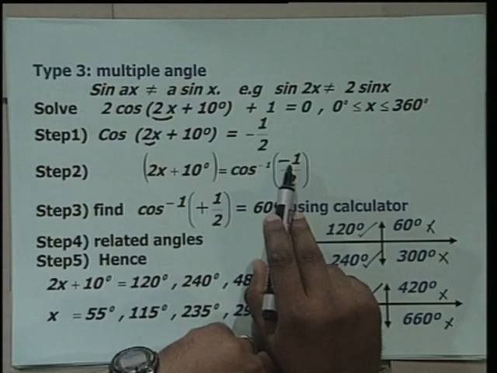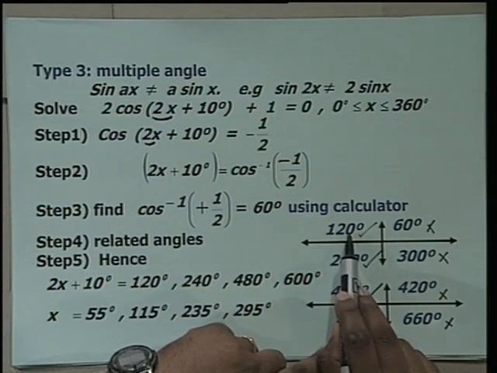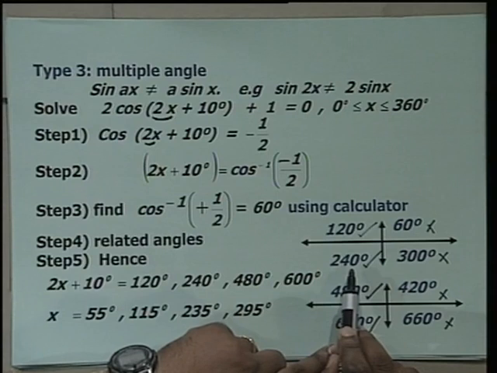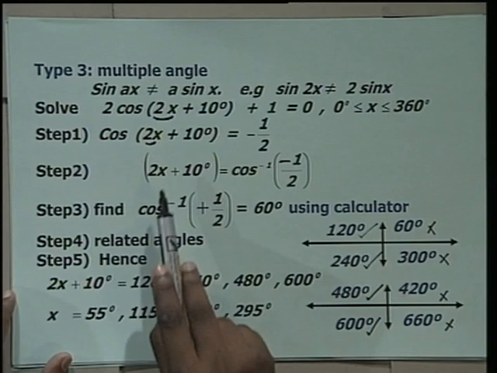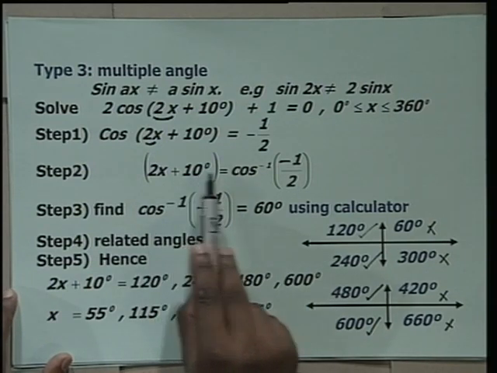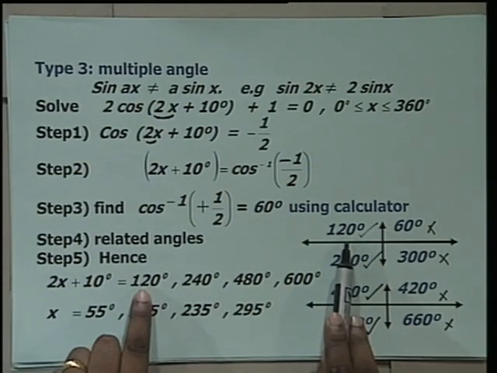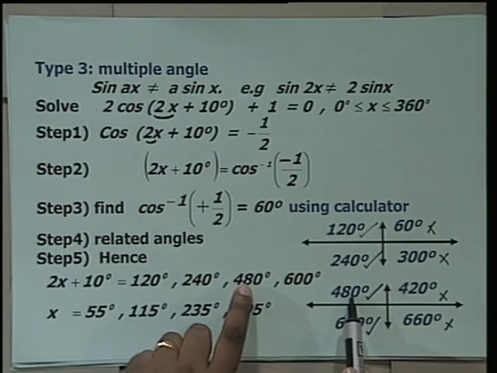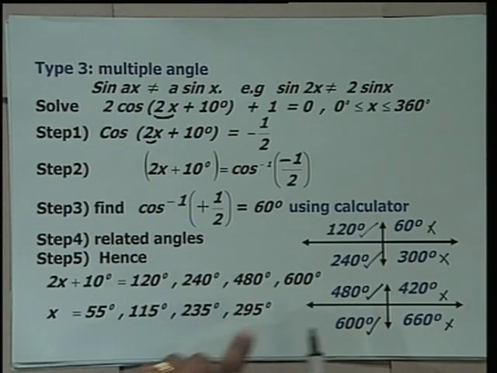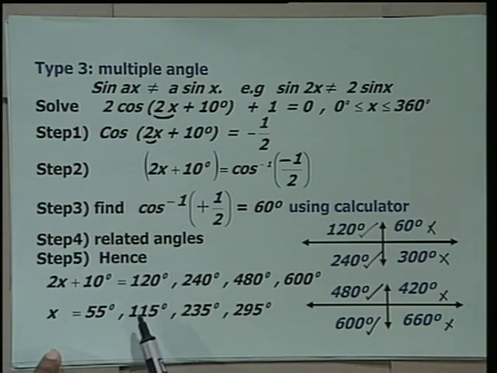Cos inverse of minus half is equal to, therefore, 120, 240, 480, and 600. Therefore, we'll write 2x + 10 equal to cos inverse of minus half, and it is equal to 120, 240, 480, and 600. We send the 10 on the other side and then divide by 2. We get x equal to 55 degrees, 115 degrees, 235 degrees, 295 degrees.